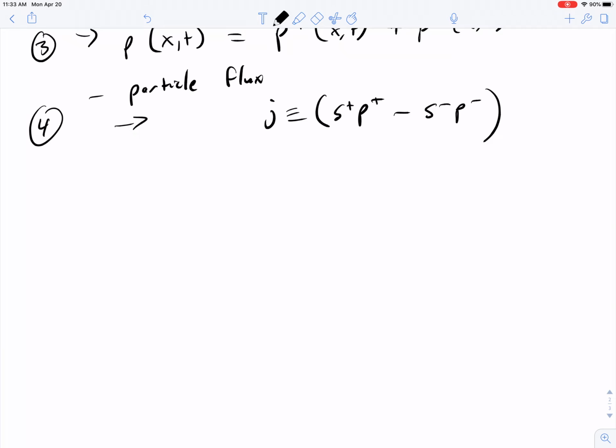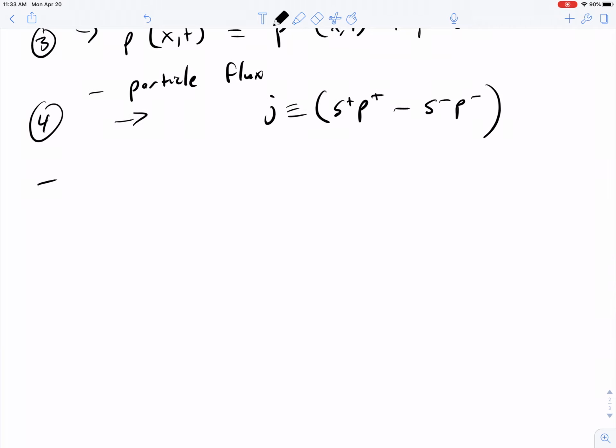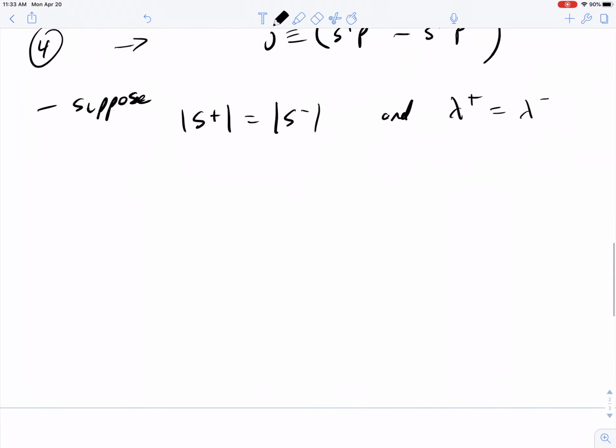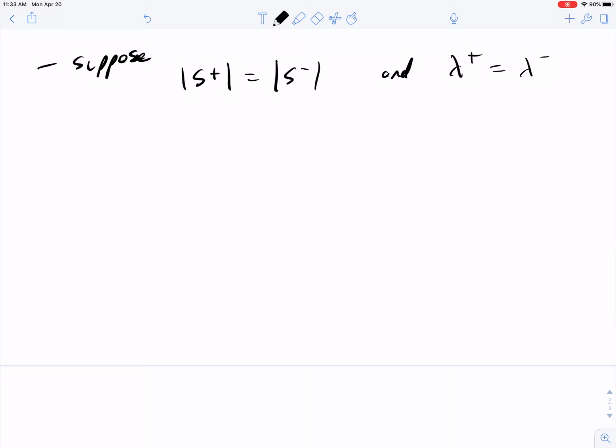Now, let's go through a simplified system. This is where things change between this derivation and what I used in previous publications, but you can always go back to this. So suppose that the value of the speed is the same in both directions. So particles moving to the left and the right jump around and move in those directions at the same speed. And also, let's suppose that the frequency at which they change directions is also equal. And we just say that lambda plus is equal to lambda minus.